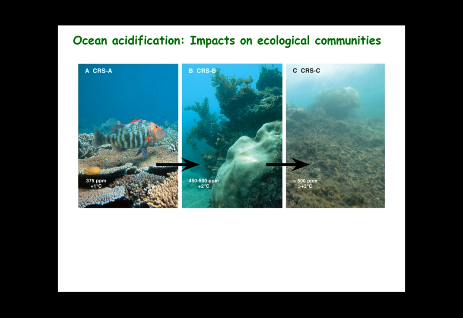Tropical ocean predictions: corals will become increasingly rare. Algae will become more abundant. Because coral reefs support so many animals, biodiversity will also decline. And we see a nice healthy reef, we see it declining, and we see it dead.